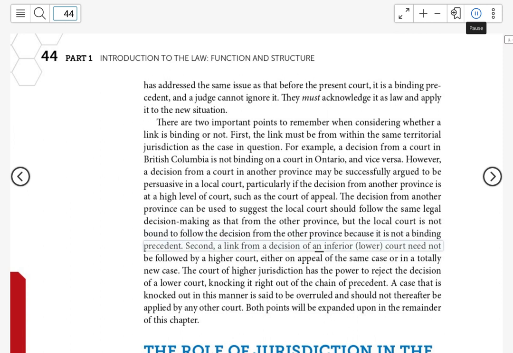Second, a link from a decision of an inferior, lower court need not be followed by a higher court, either on appeal of the same case or in a totally new case. The court of higher jurisdiction has the power to reject the decision of a lower court, knocking it right out of the chain of precedent. A case that is knocked out in this manner is said to be overruled and should not thereafter be applied by any other court. Both points will be expanded upon in the remainder of this chapter.